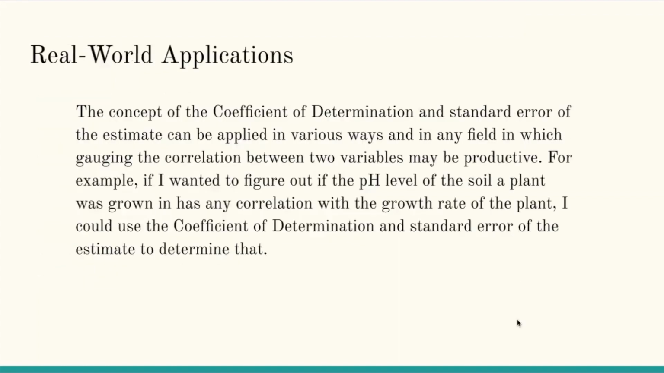So for real world applications, the concept of the coefficient of determination and standard error of the estimate can be applied in various ways and in any field in which gauging the correlation between two variables may be productive. For example, if I wanted to figure out if the pH level of the soil a plant was grown in has any correlation with the growth rate of the plant, I could use the coefficient of determination and standard error of the estimate to determine that.